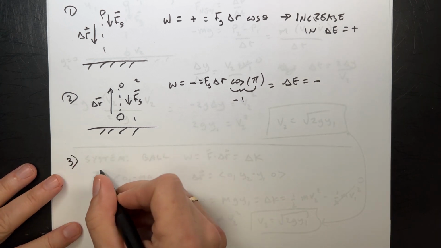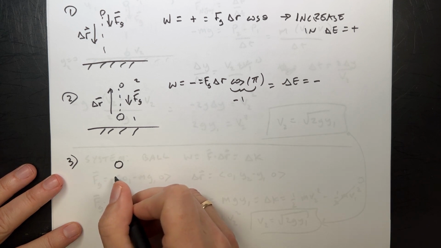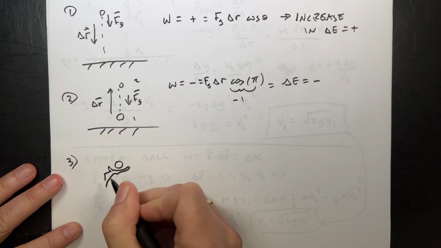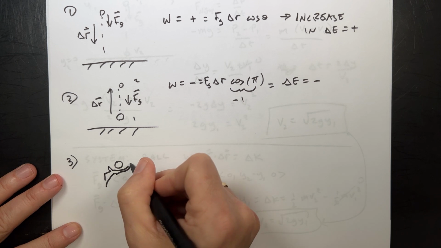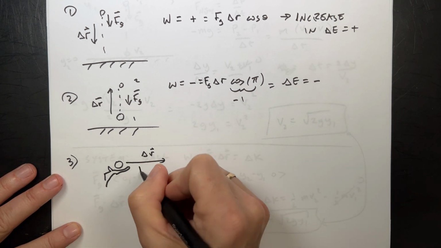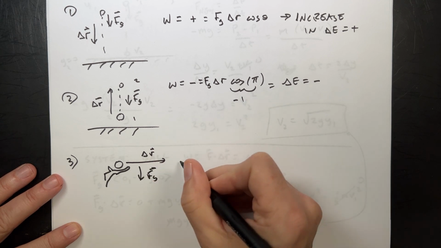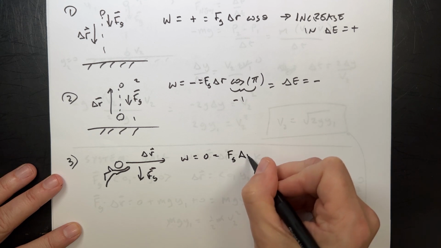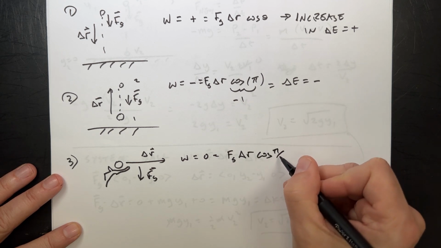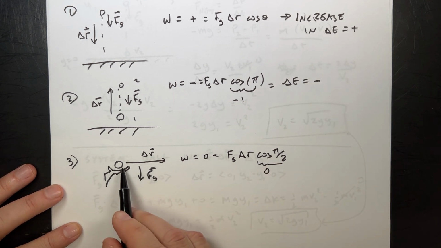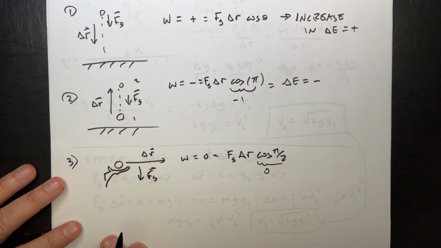Here's another situation. Suppose I have a ball and I'm carrying it. So here's my hand. And I'm moving it this way, delta R. And I just want to consider the work done by gravity. So gravity in this case would be down. So work would be equal to 0 because that's Fg delta R cosine of pi over 2. The angle between those two is pi over 2, and the cosine of pi over 2 is 0. So there's no work done when the two things are perpendicular.